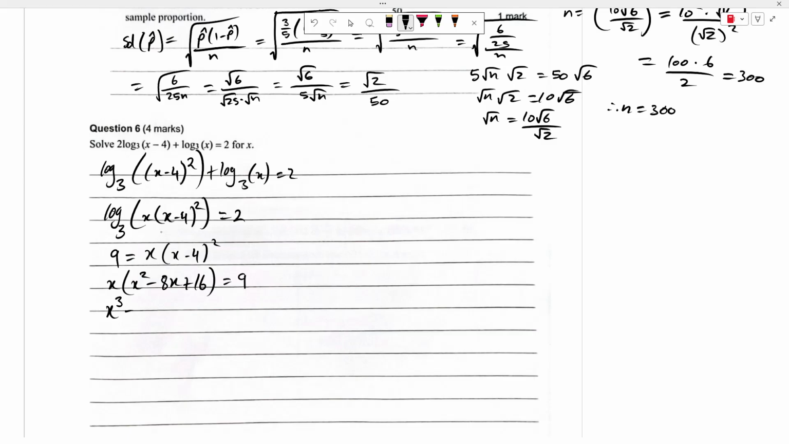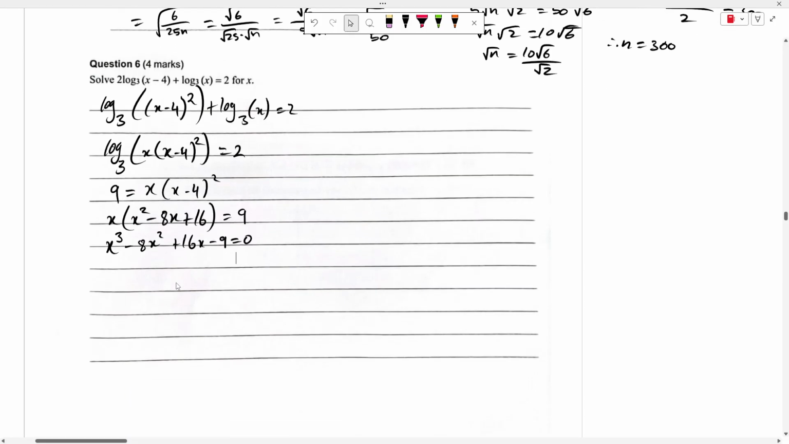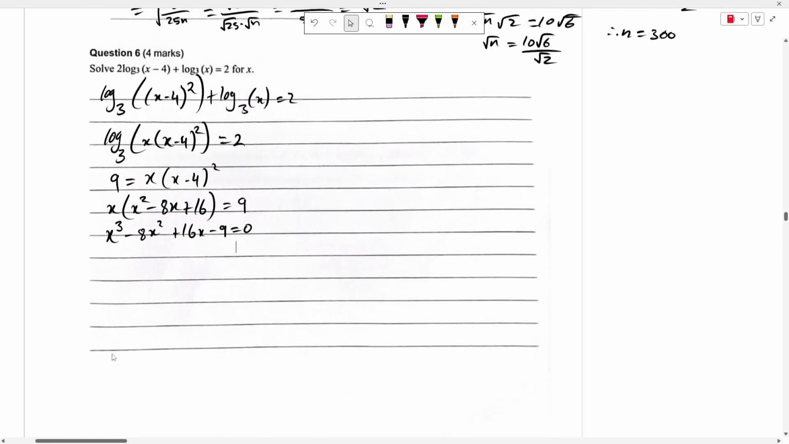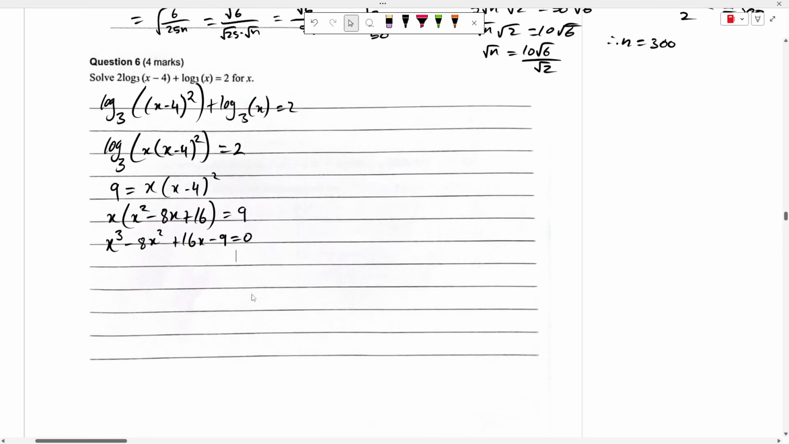So x cubed minus 8x squared plus 16x. And then you can take the 9 to the other side, so we get minus 9 is equal to 0. So how can we solve this cubic right here? Well, you can use remainder theorem, right? So let's try plugging in 0. If you plug in 0, you get negative 9. That's not going to work, right? For remainder theorem, it has to equal 0.